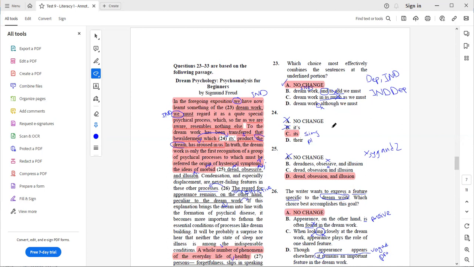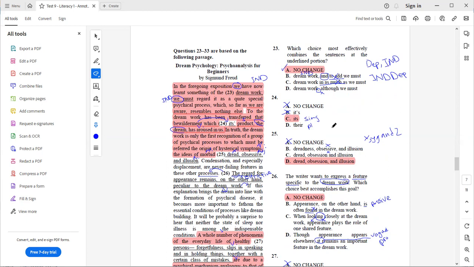24, Engineer Taha. Okay. Read, please. To the dream work has been transferred that bewilderment which its product, the dream, has aroused in us. Okay, there is one thing that you're going to delete from the beginning because it's completely wrong. Which one? It's the "its" with an apostrophe, because we don't have that here. This is completely wrong. Now we are between "it's", the subject and verb, for singular possessive pronoun, and "their", plural possessive pronoun. So let's now find which.